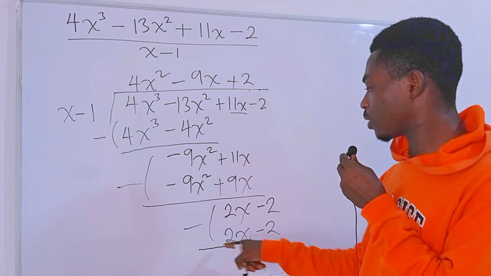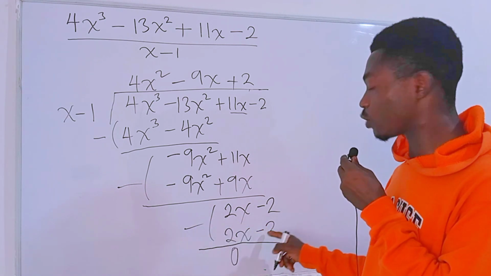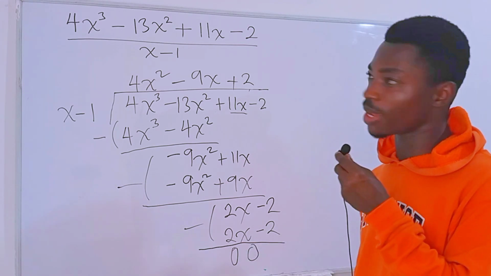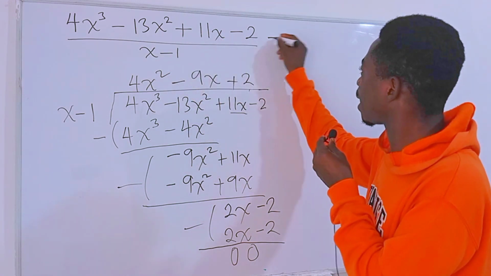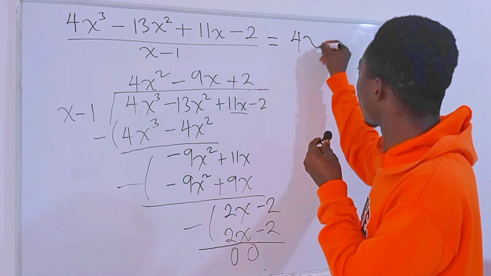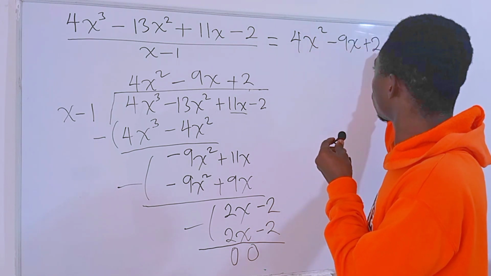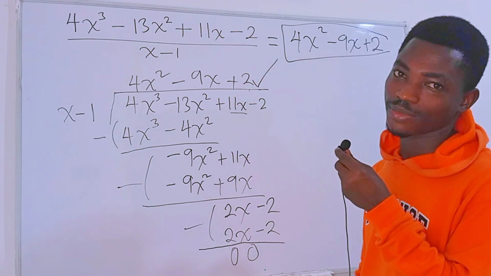2x minus 2x, that is 0. Negative 2 minus negative 2, that is also 0. So ladies and gentlemen, this cubic expression divided by x minus 1 is actually equal to 4x to the second power minus 9x plus 2. That is that, and it is this right here.